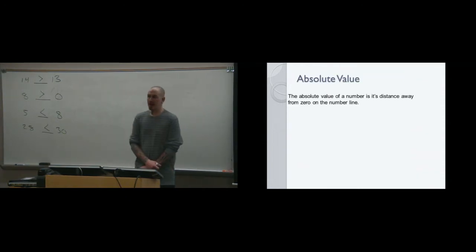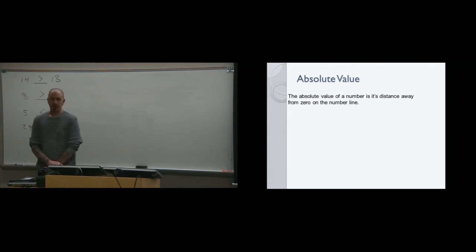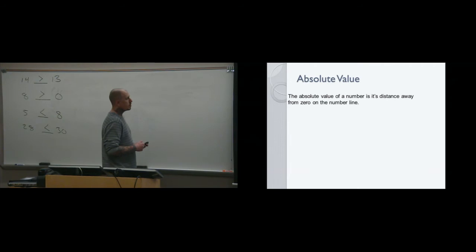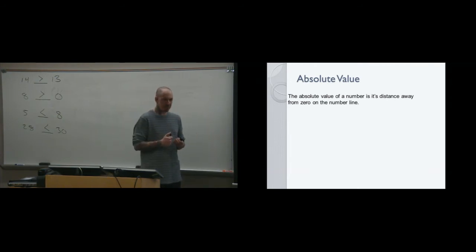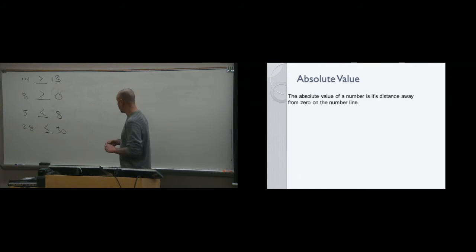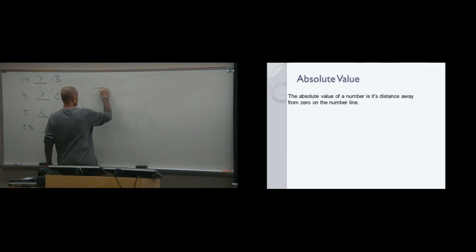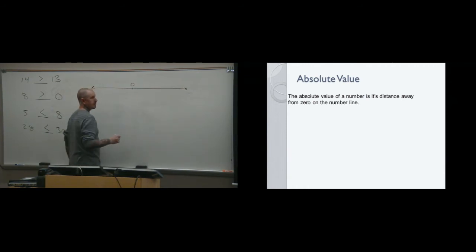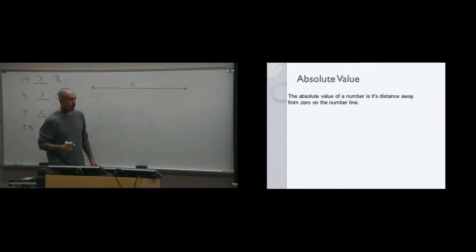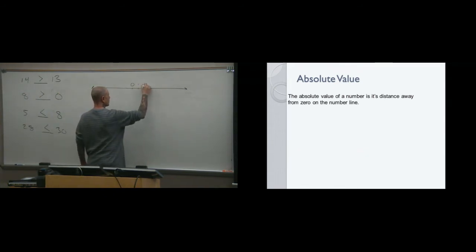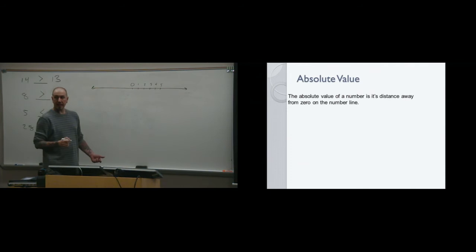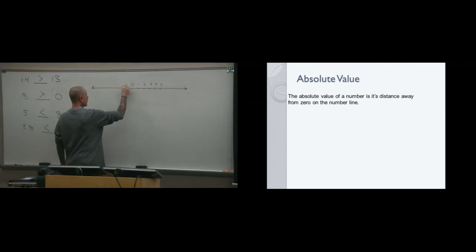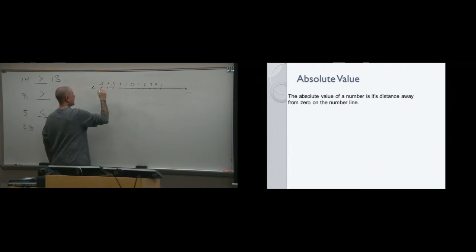So now what we want to do is talk about absolute value. Absolute value of a number is its distance away from 0 on the number line. So if we think about a number line, 0 is in the middle, and all the positive numbers are to the right: 1, 2, 3, 4, 5, and so on. And all the negative numbers are to the left: negative 1, negative 2, negative 3, negative 4, negative 5, and so on.